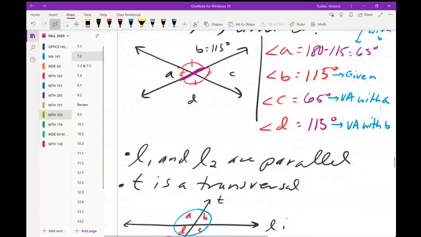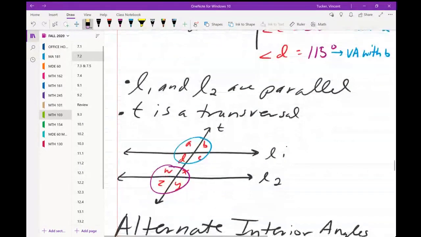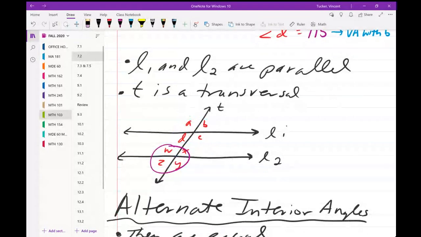Let's look at the next one. So we have L1 and L2 are parallel lines, and then T is a transversal. That's just a line that goes through or cuts through our lines. So I'll give you a chance to write that, and then we'll go into the relationships.